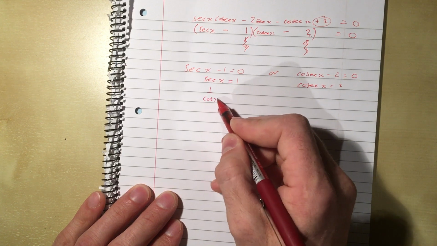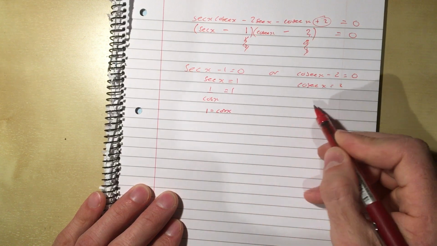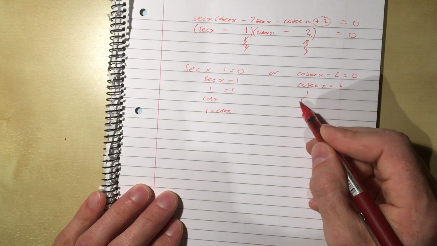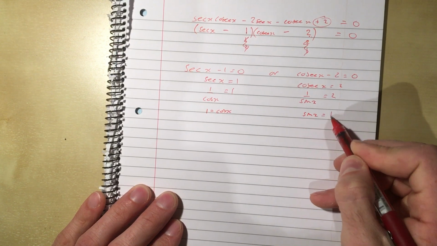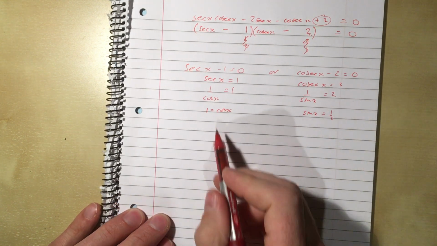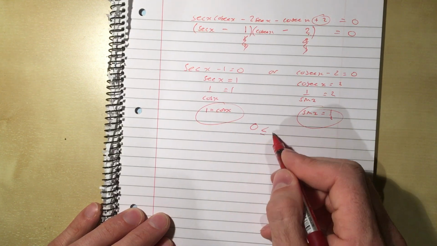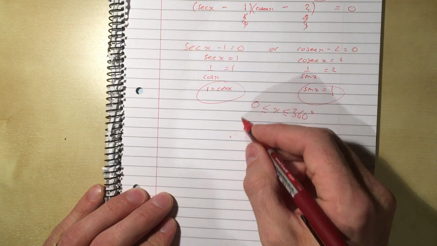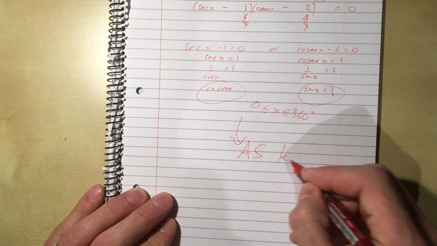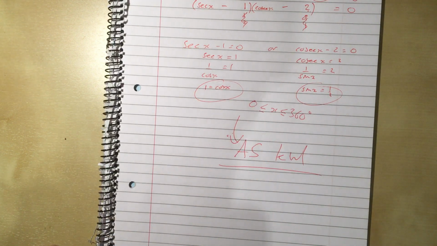1 over cos x equals 1. So that is 1 equals cos x, and this is 1 over sine x equals 2, so sine x equals a half. And those two equations need solving in the interval 0 is less than or equal to x is less than or equal to 360. So we're now back into an AS level question. These are the sort of things that we solved in year 12, so I'll leave you to finish it off from there.